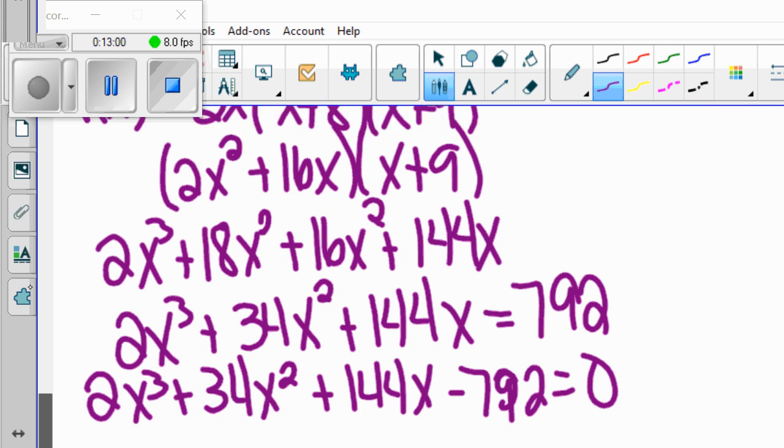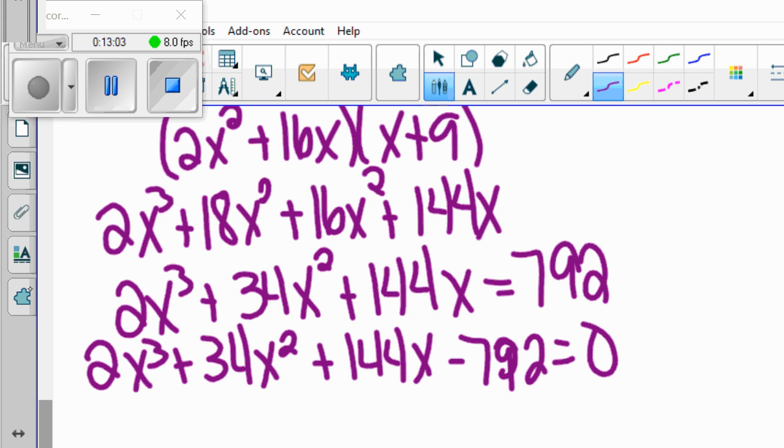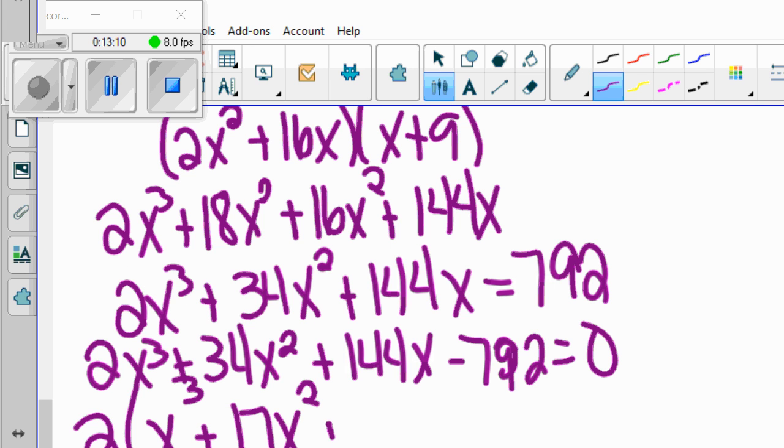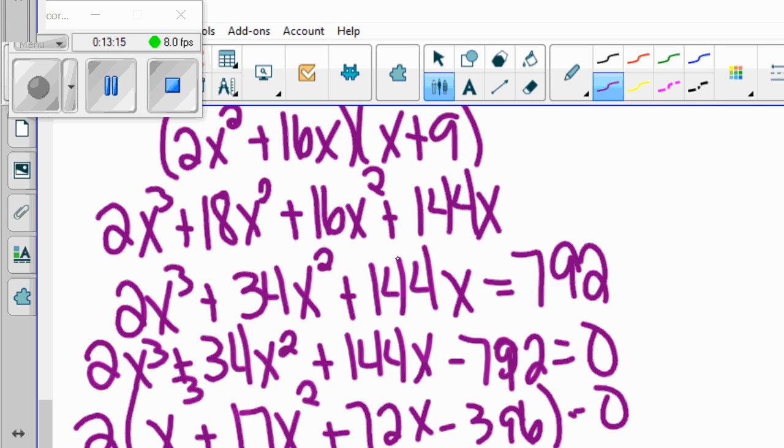This is what I'm trying to solve. I notice they all have a 2 in common, so I'm going to make my life a little bit easier, take a 2 out. And then I get x cubed plus 17x squared plus 72x minus 396 equals 0. That's not going to factor, so P's and Q's. My constant term is negative 396, so let's start listing factors of negative 396. 1, 2, 3, 4, 6, 9, 11.